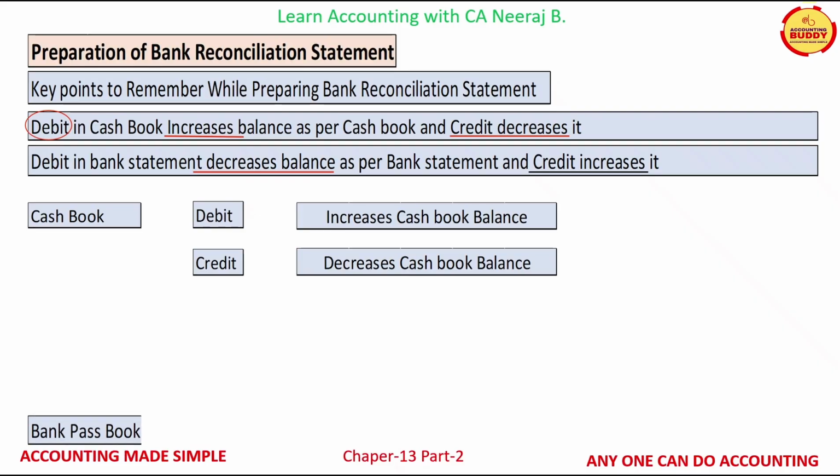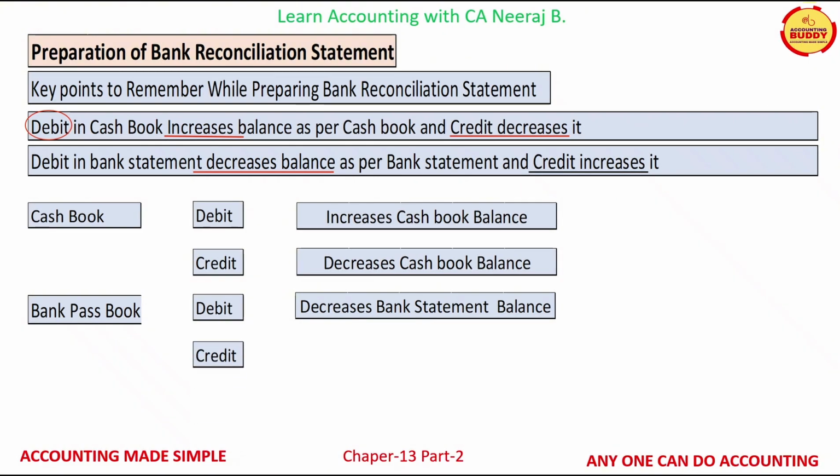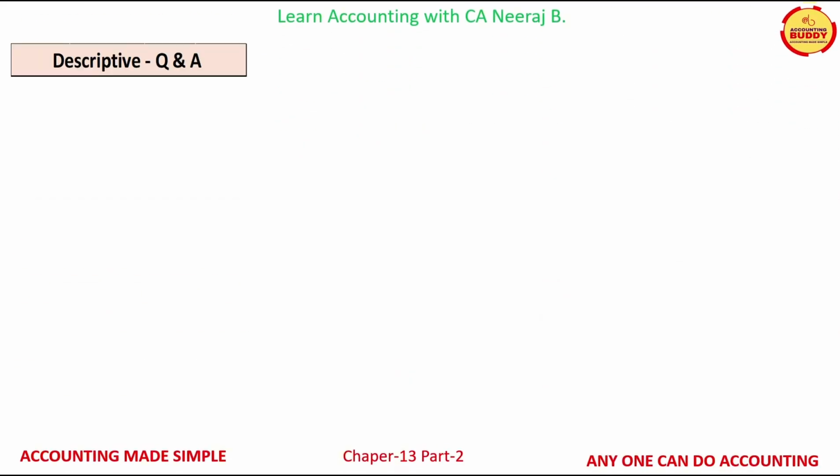When transaction in bank passbook is debited, the bank balance decreases, and when the transactions are credited, the bank balance increases. Bank reconciliation statement is prepared by adding or deducting the amounts of the entries that have caused difference to the balances of the cash book and the bank statement on a particular date. In this section, we will discuss the descriptive questions and their answers.